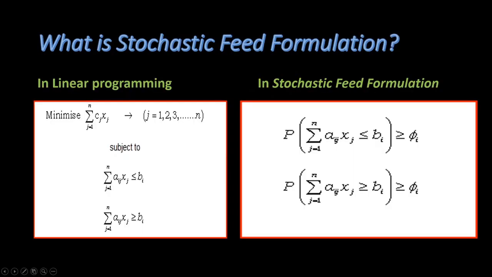Here you look at the comparison between linear programming and stochastic feed formulation mathematical models. So in stochastic feed formulation, we can adjust the probability for a particular type of nutrient either up to or to fall below, and then we have the probability value of meeting that nutrient. So that gives a better solution as compared to the linear programming.